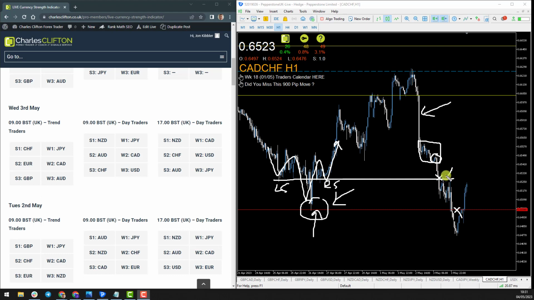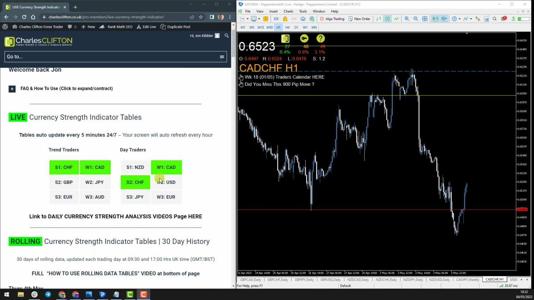Now, a lot of traders would have bailed here, because price is pulling back. However, the tables were still showing me that the Canadian dollar versus the Swiss franc was the one to watch, if I go back to the tables.